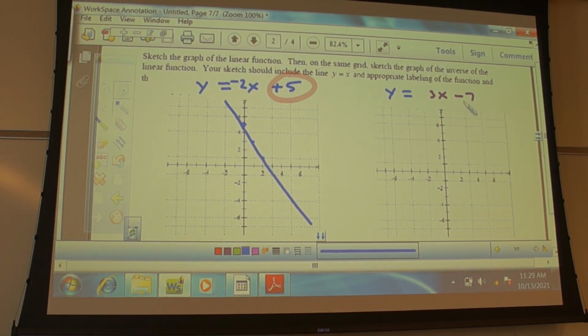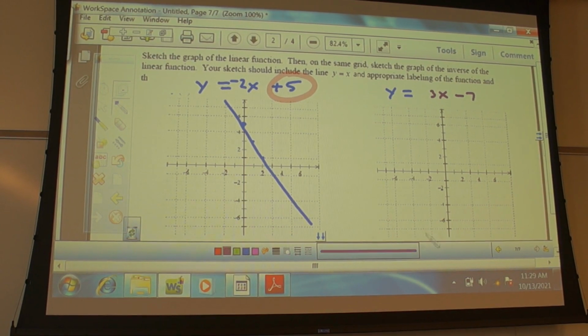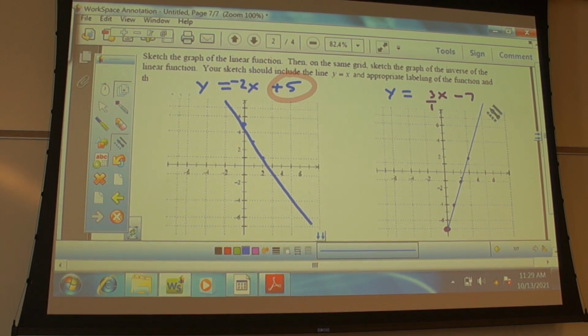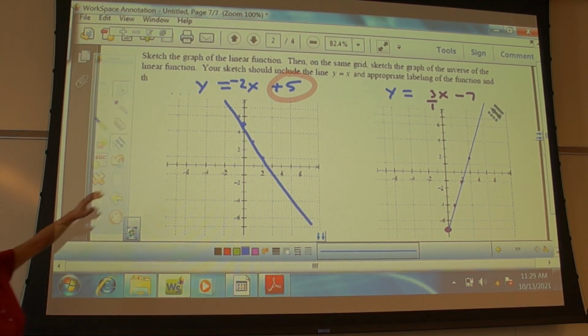And then over here, negative 7 means boom, I start at negative 7. And then my slope is 3 over 1. So I'll rise 3, 1, 2, 3, run 1. Rise over run, rise 3, run 1. Rise 3, run 1. So then I've got my second line. Go right through there, like that. Everybody on board? So that's the easy way of graphing these linear functions.